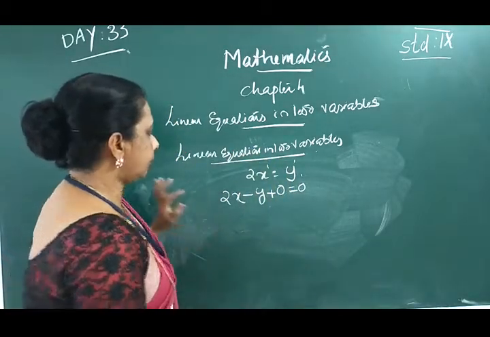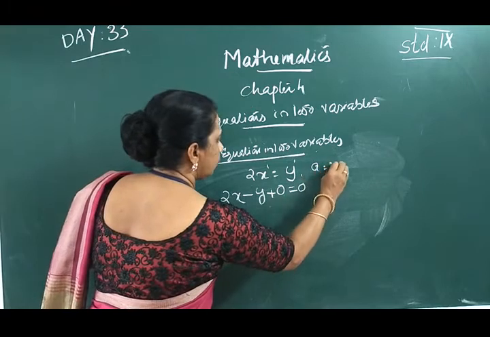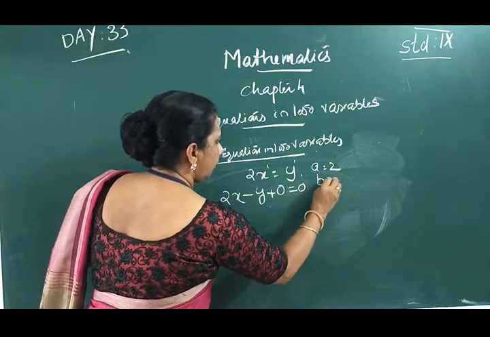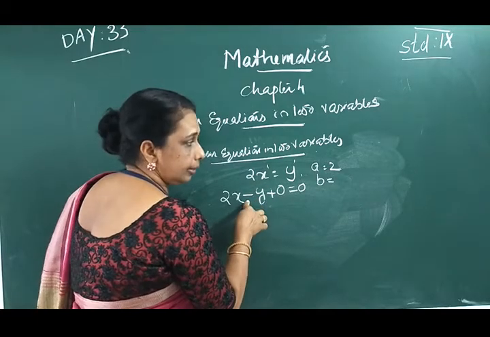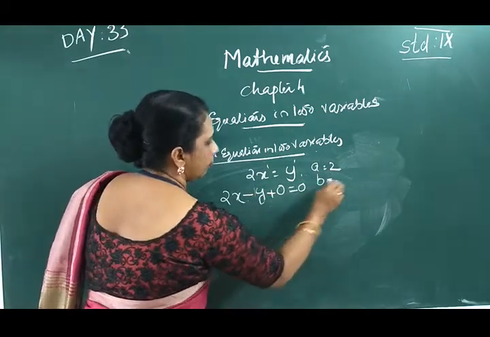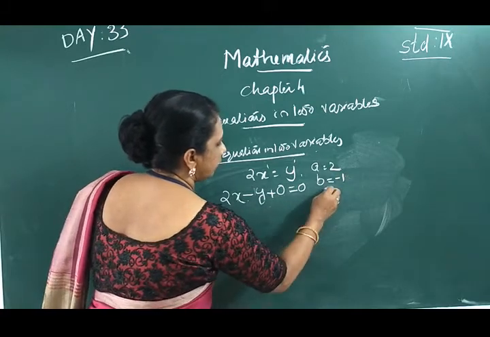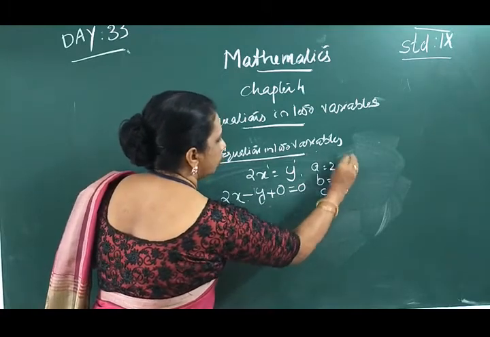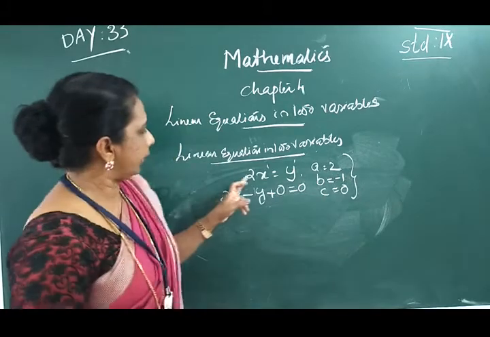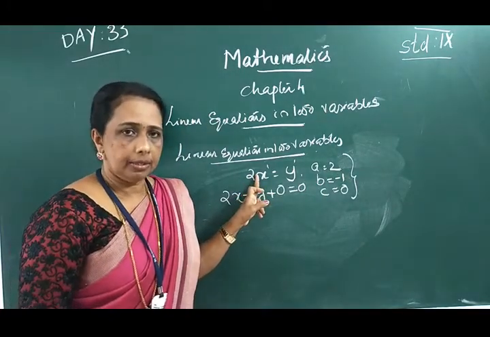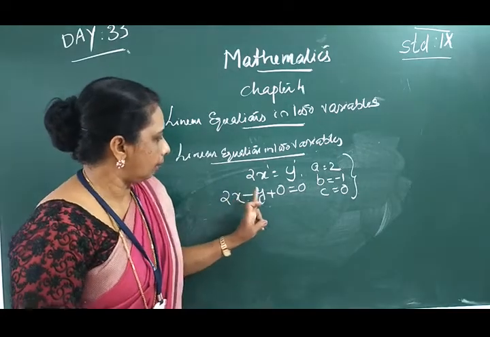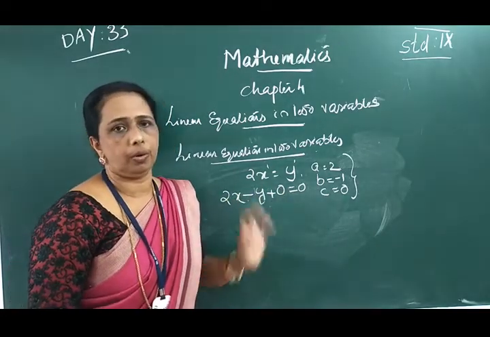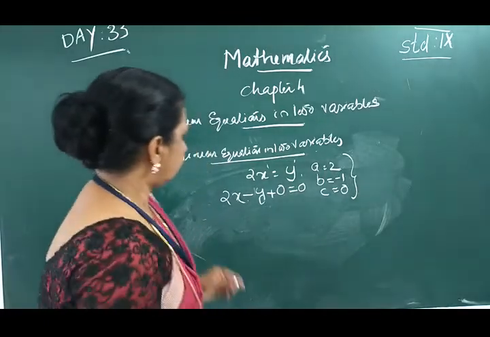Okay, then here what is a? a is equal to 2. What is b? Coefficient of y. Here minus 1. What is the coefficient of y? 1. That is minus 1. And what is c? Equal to 0. This way we can rewrite the given linear equation in two variables in the form ax plus by plus c is equal to 0. Okay, one more example.